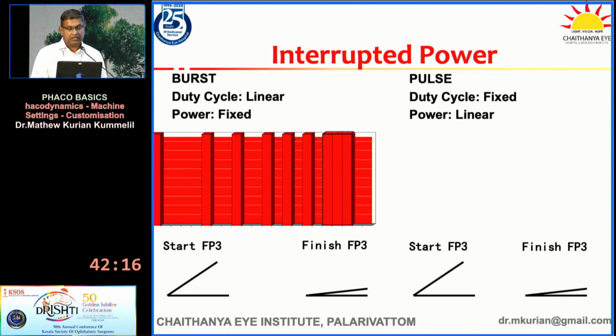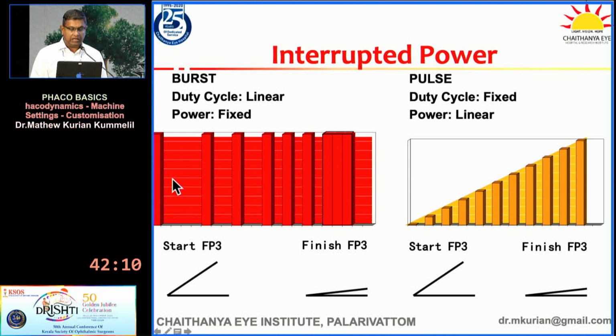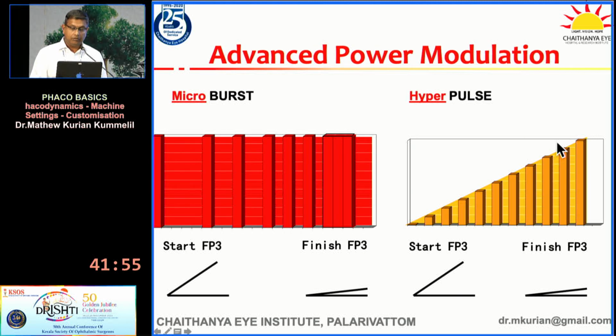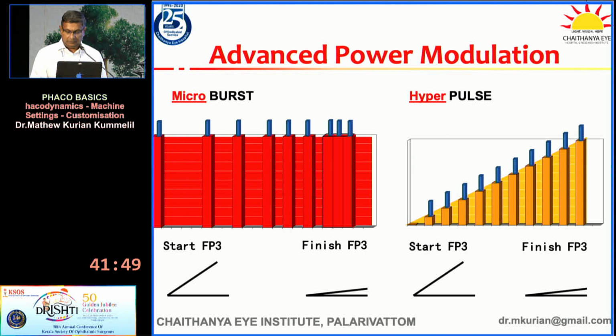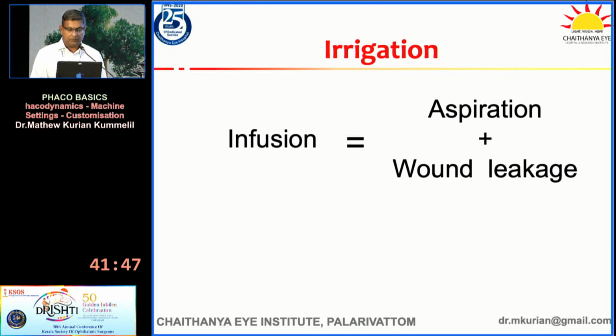So burst is where you have a duty cycle which is linear and the power is fixed. So as we go down in foot position 3, it tends to become continuous at 100 whatever preset level, whereas in pulse the duty cycle intervals are fixed but the power increases as we go down in foot position 3. Further modulations of this were to have microburst and hyperpulse, and that is to give more effective control of energy.